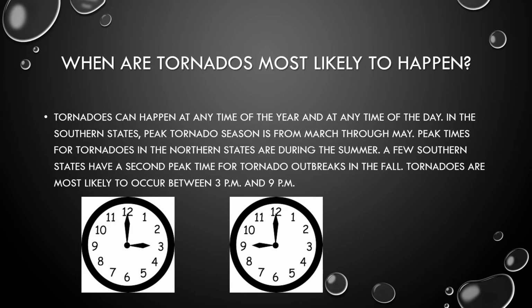A few southern states have a second peak time for tornado outbreaks in the fall, so kind of right around the time we start school. Tornadoes are most likely to occur between 3 p.m. and 9 p.m., but they can happen at any time during the day.